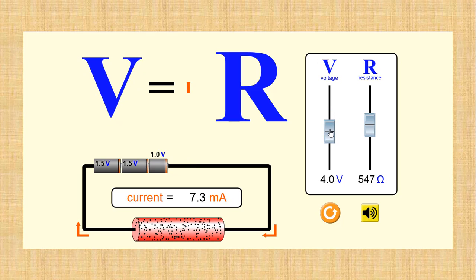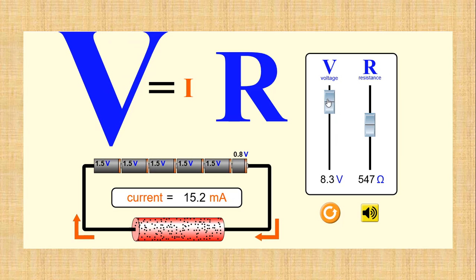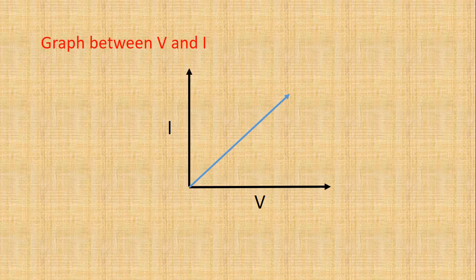If I decrease the potential, you can see here at 4 volt it was 7.2 and it is going on decreasing. As the potential is decreased, at 2.5 volt it becomes 4.6 milliampere. So we can simply say here, as we increase the potential, the current increases. As we decrease the potential, the current decreases. So it proves the graph which we discussed here.